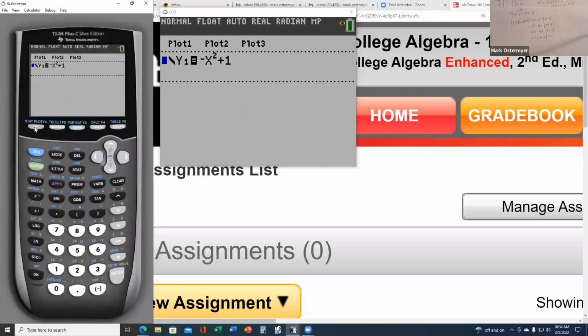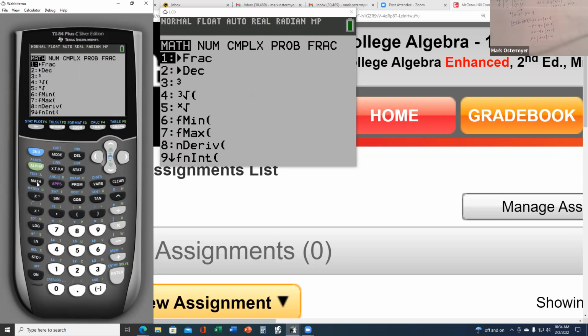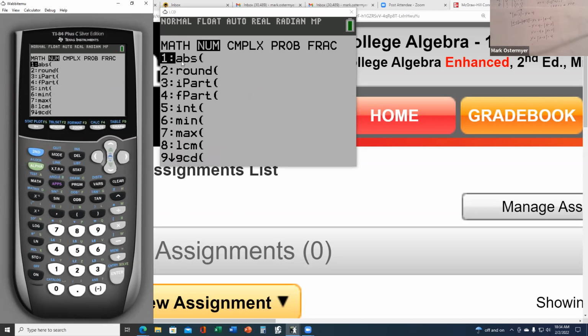Go to y equals, clear out any garbage. Now we're going to type in the absolute value of x minus 3. Where is the absolute value function on the calculator? You have to hit your math button, ladies and gentlemen, math. And you go over to number, hit your right arrow key to go over to number. And it's your ABS function right there, absolute value.